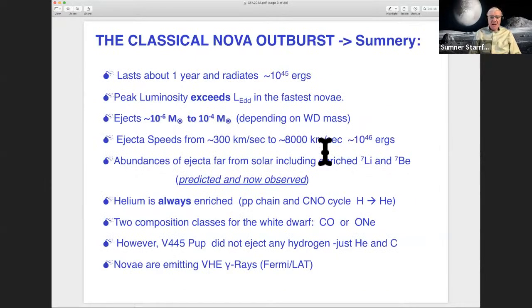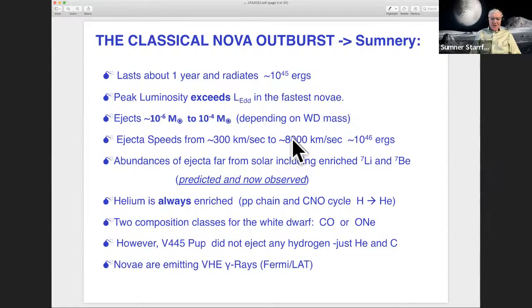Let me start with a summary of a classical nova outburst. You've heard a lot about supernovae, but let's go to classical novae. An outburst lasts about a year and radiates about 10^45 ergs. Peak luminosity exceeds L Eddington, which is fun if you're modeling it. They eject small fractions of a solar mass, and the amount ejected depends on the white dwarf mass, with speeds from 300 to about 8,000 kilometers per second, and kinetic energy of about 10^46 ergs. I won't be talking about abundances today. We find them all far from solar, with enriched lithium and beryllium, both predicted and now observed.